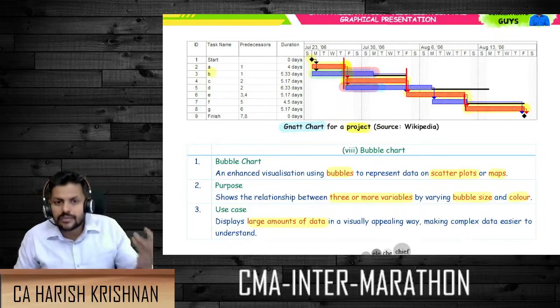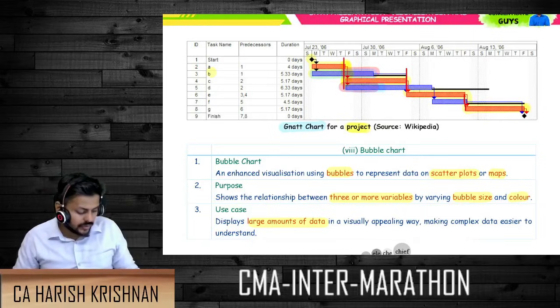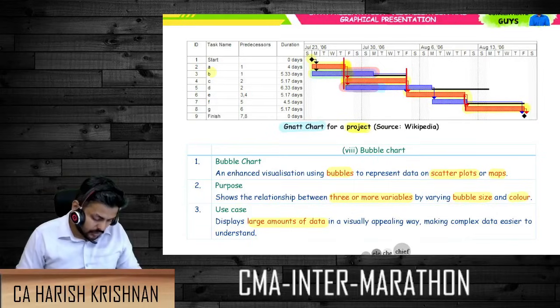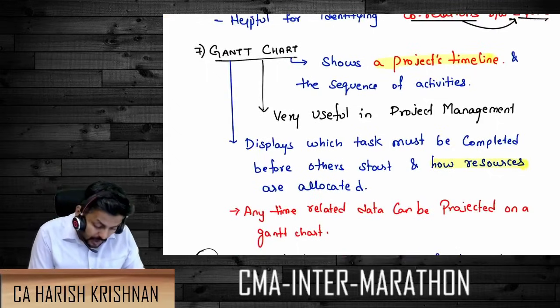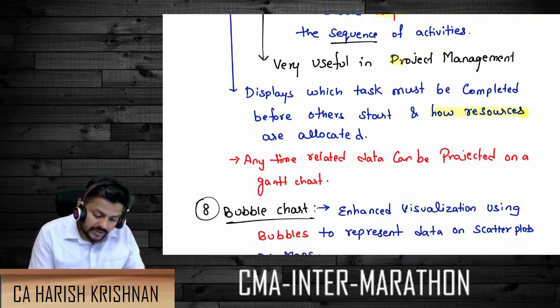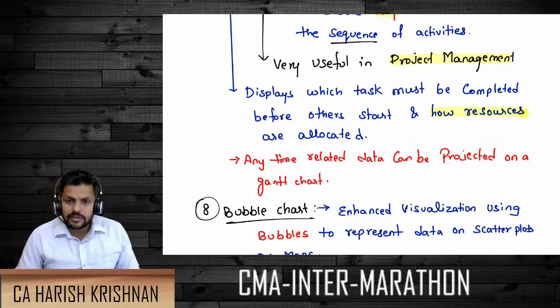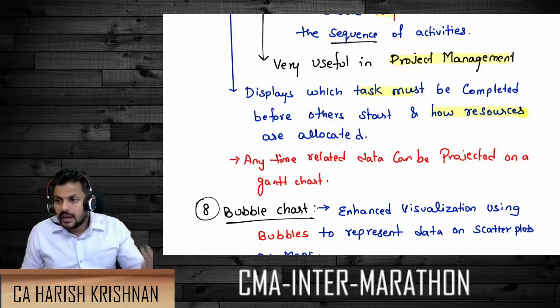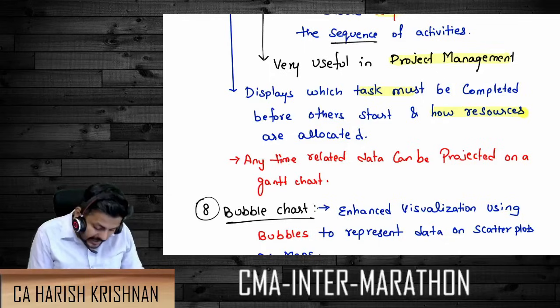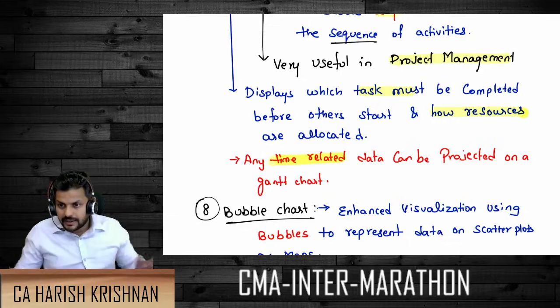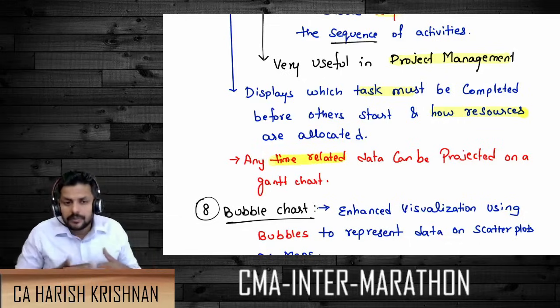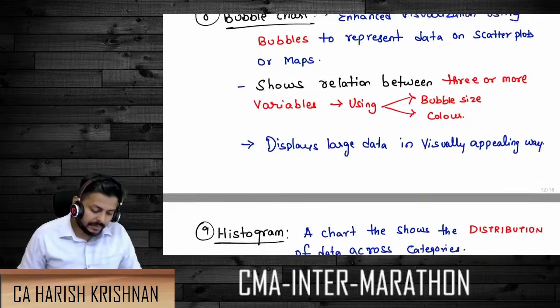To know the status of a project, we can always use Gantt charts to understand the project and what it is going through. So if you see the wording of what a Gantt chart shows: a project's timeline and sequence of activities, very useful in project management. It displays which task must be completed before the other should start. So when one is over, then the other one will come, and how they are allotted. And any time-related data can always be projected on a Gantt chart. Which part is completed and which part comes after that, you can easily present on a Gantt chart.